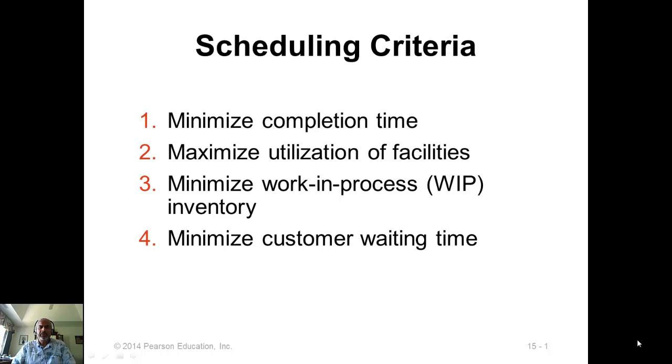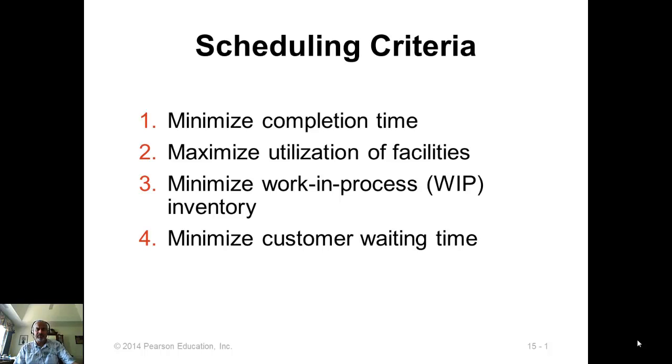Now let's look at scheduling criteria for scheduling jobs in machines. There are basically two main criteria. One is to keep the inventories low. The second is to meet customer delivery promises. So these are the two overriding criteria for scheduling jobs into machines. And these can be broken down into four criteria.